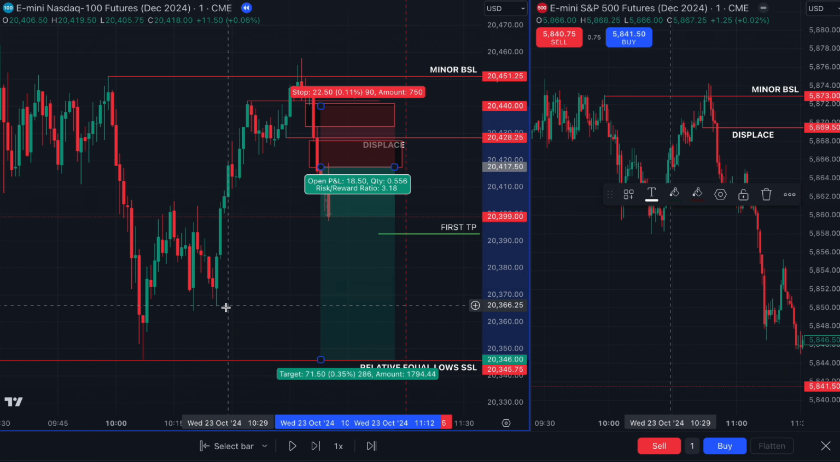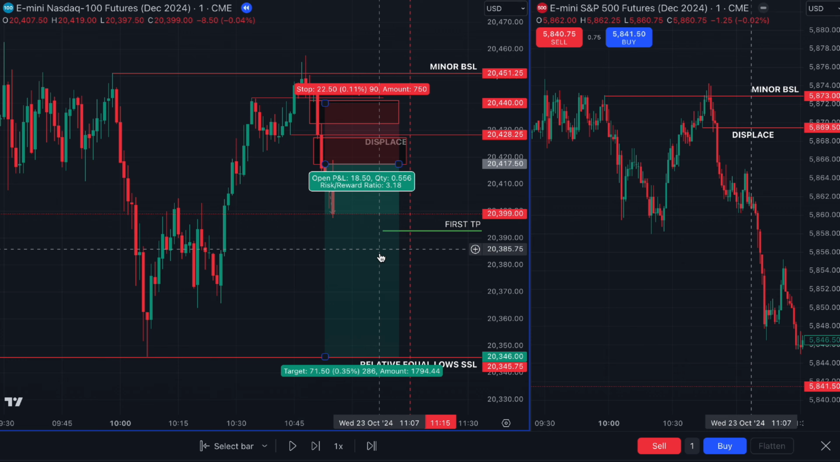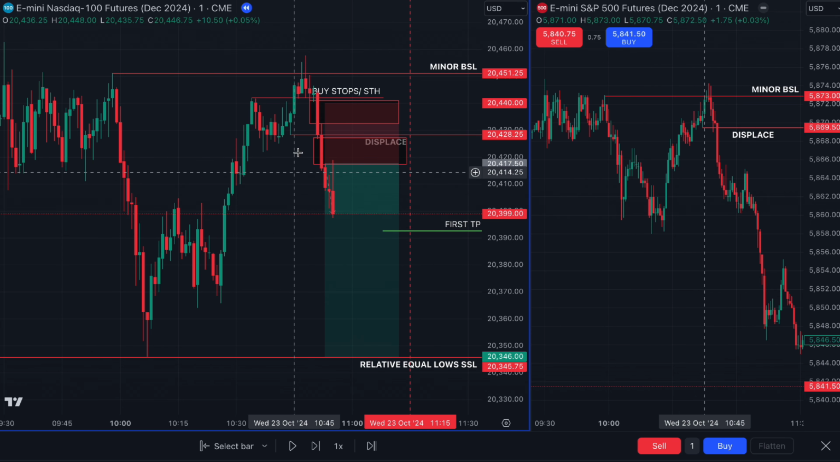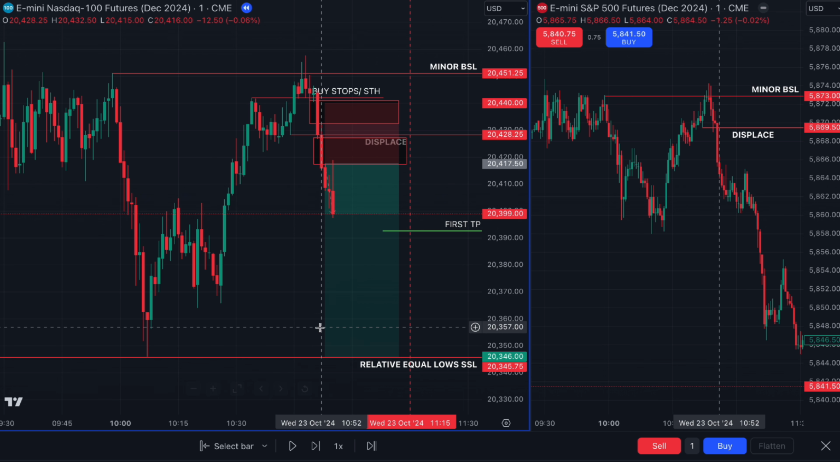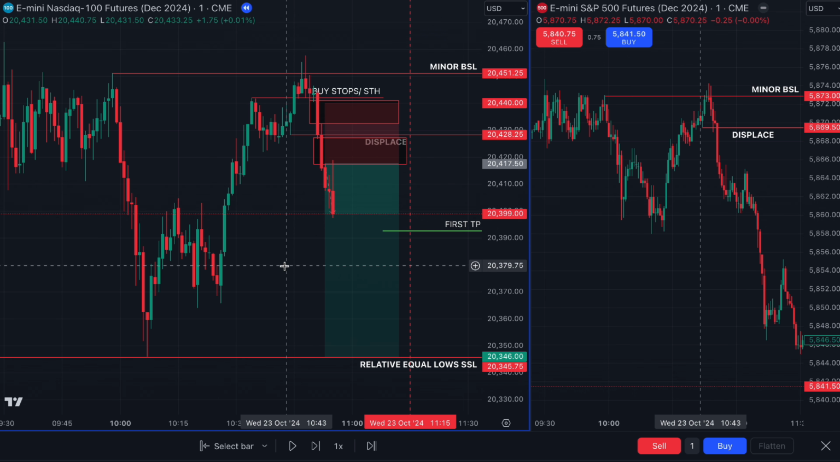You could have ran a second TP around this level here, but we just ran a first TP at 25 points, which is around a 62% retracement of this move, and then our final TP aiming for around 72 handles at these relative equal lows. So let's see how this trade plays out.